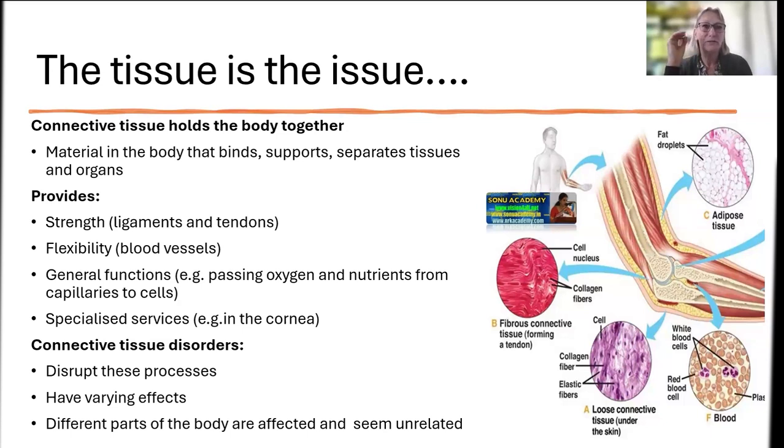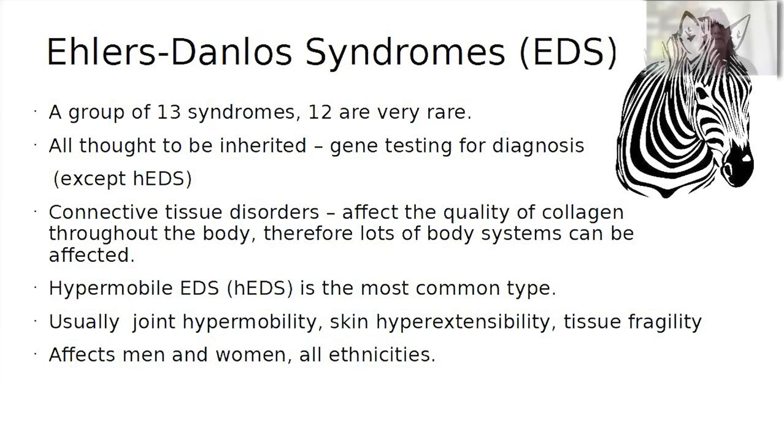So when you have connective tissue disorders, they cause disruption to many, many processes throughout the body with lots of varying effects. And different parts of the body are affected so that people present with problems that may not be related. For example, some people have bowel problems, some people have orthostatic intolerance problems, and this inability to join the dots by the medical profession can often cause lengthy delays in diagnosis.